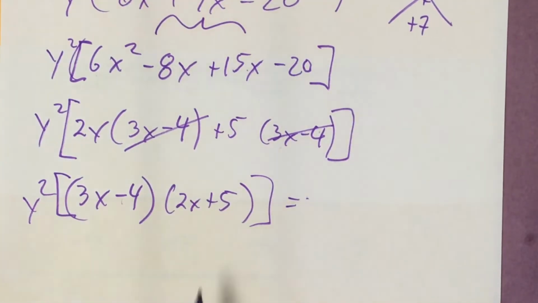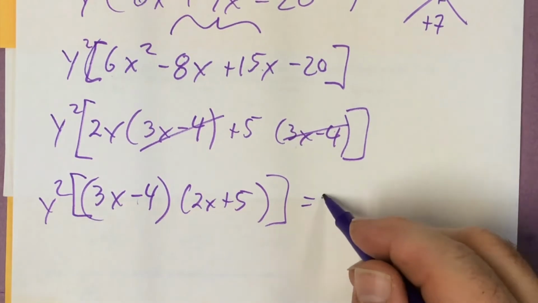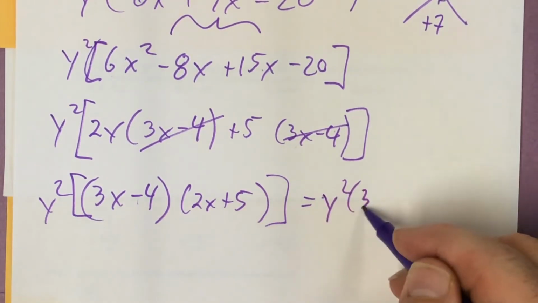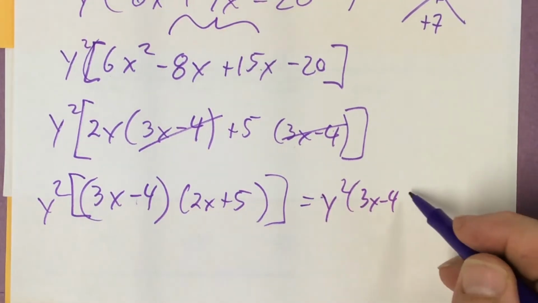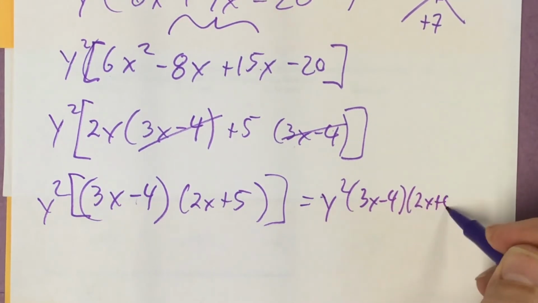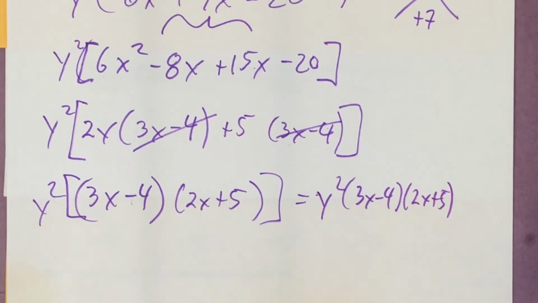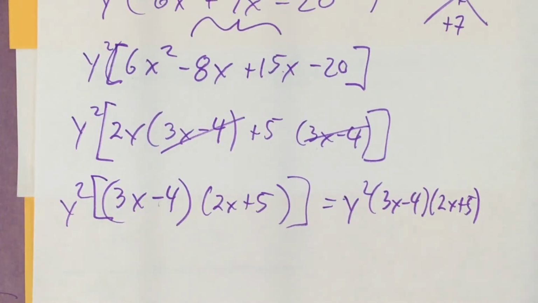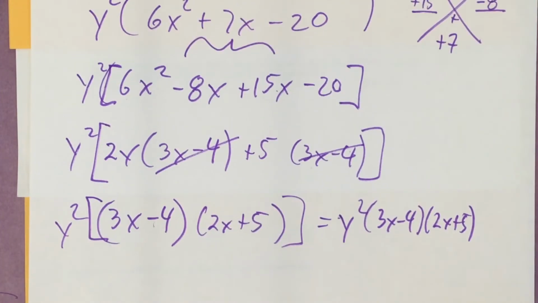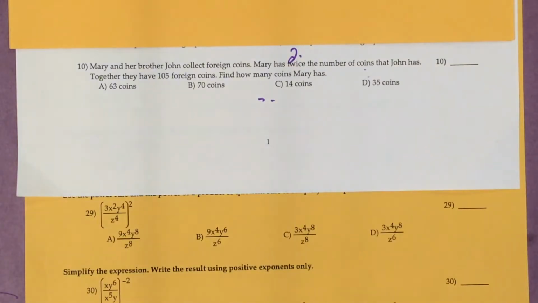So if you want to rewrite this now, we can write this as y squared times 3x minus 4 times 2x plus 5. So this type of factoring is a little more complicated and requires some practice on your behalf. Just remember, the first type of factoring you always want to look for is the greatest common factor. And now is question 40. Question 41.